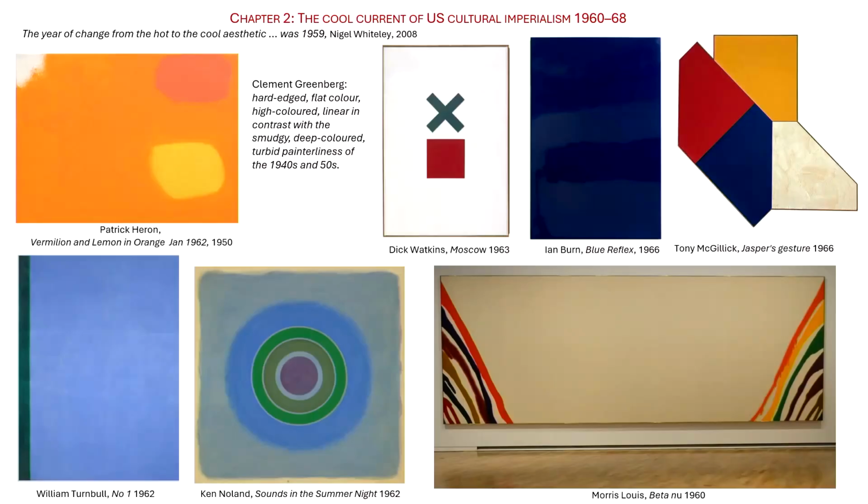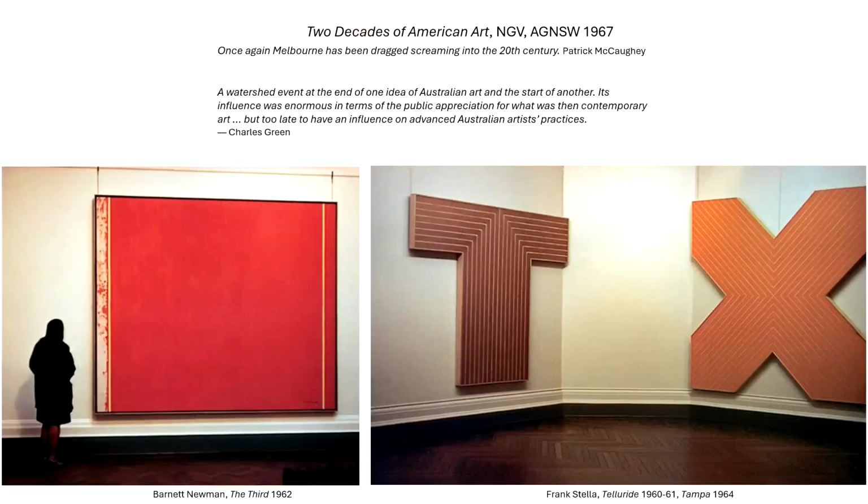Tony McGillick comes back in the mid-60s and founds Central Street Galleries in Sydney, which says, you know, this is what we should be doing, and gets a lot of artists behind him. And then in 1967, about 10 years after Europe, we finally get our American painting show. Comes through Melbourne and Sydney in 1967, a watershed event, etc., dragged into the 20th century finally.